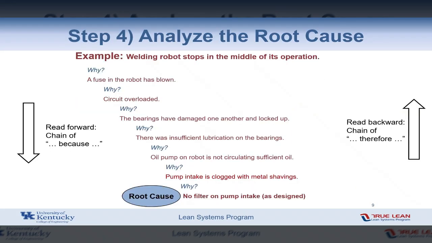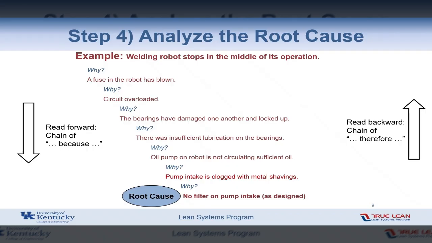Here's an example of the 5 whys. The problem is that the welding robot stops in the middle of its operation. Why is it stopping? Because the fuse is broken. As you can see in this example, there's a sequence of deeper whys to finally make it to the bottom level. Why is the circuit overloaded? Because the bearings are damaged when all locked up. Why? Because there was insufficient lubrication on the bearings. Why? Because the oil pump on the robot is not circulating sufficient oil. Why? Because the pump intake is clogged with metal shavings.